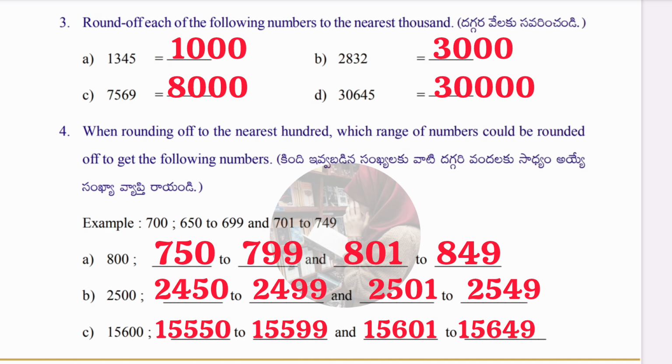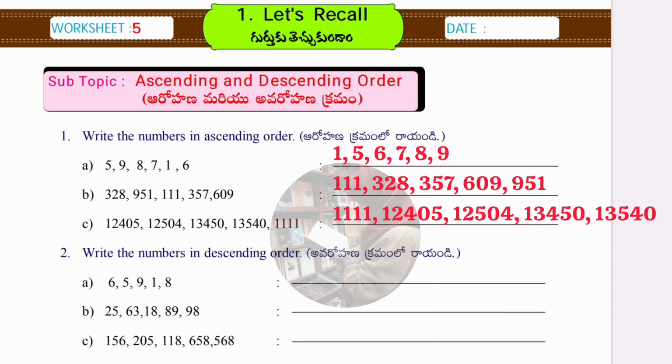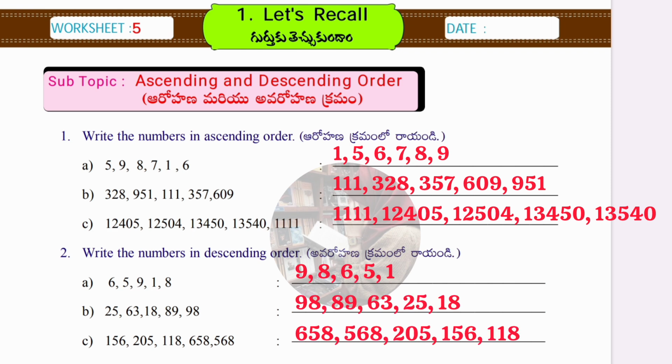Okay guys, now we'll move to the next worksheet, that is worksheet number 5. Here the topic is ascending and descending order. In the first Roman, we have given some numbers. For that, we have to write down the ascending order. Ascending order means from smallest to biggest number, and descending order means from biggest to smallest number. So the first Roman is all about ascending order, and the second Roman is all about descending order.